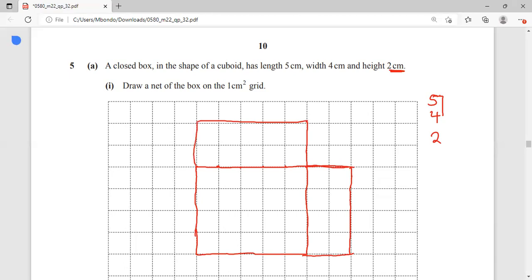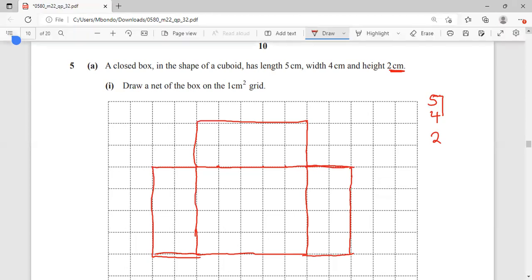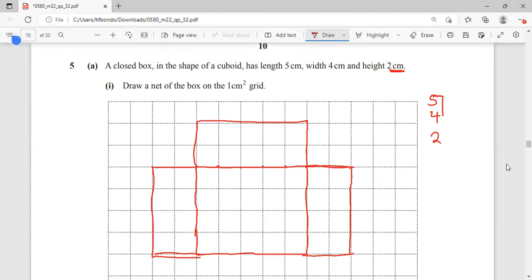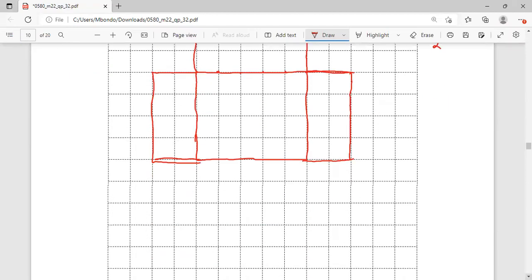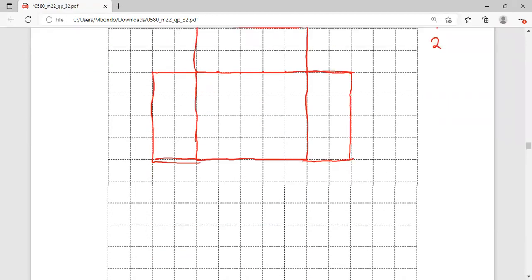Sorry, these are supposed to be straight lines. Just follow. I'm also going to extend it on this side by 2. Okay, remember, please use a ruler when doing this. Then on this side, we also have another 2 here. So at this point, when I do this, we have an open cuboid.